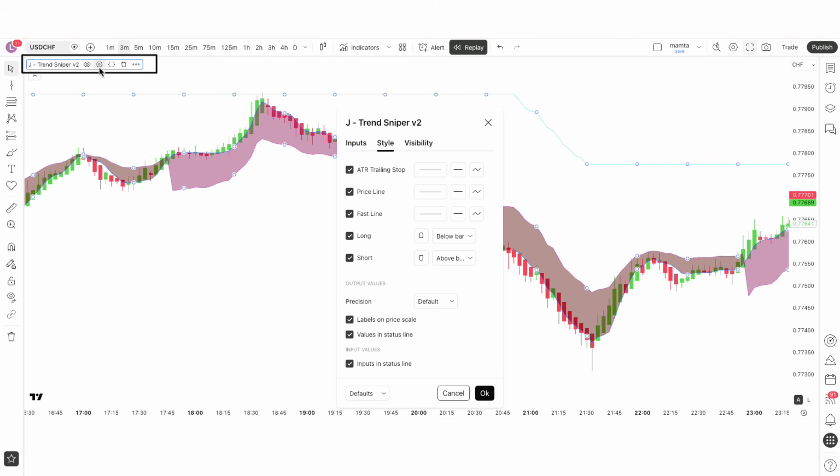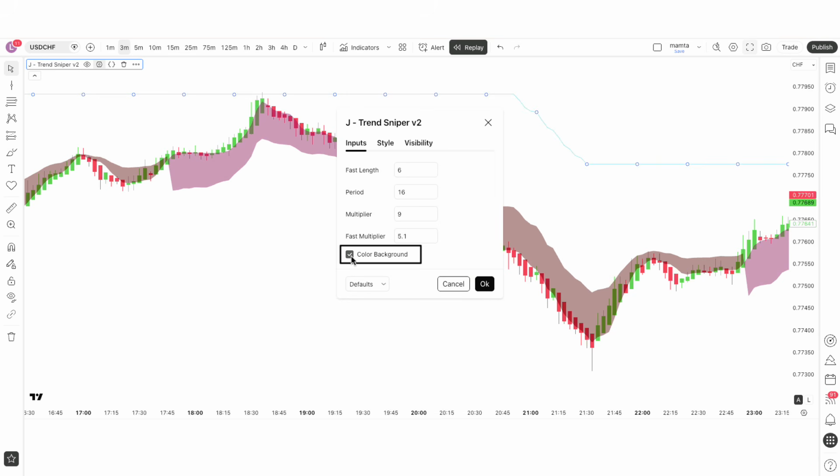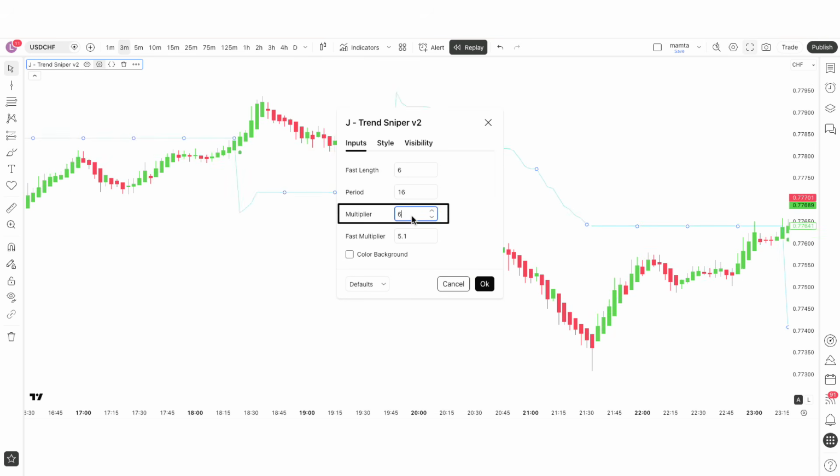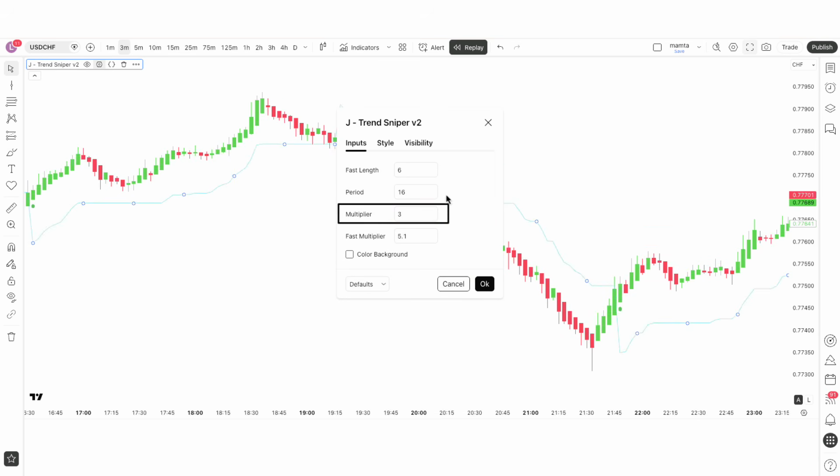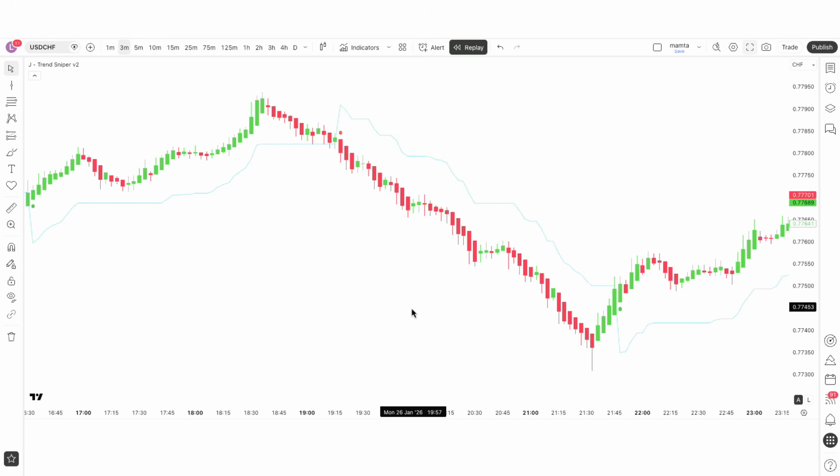Now change the indicator settings for perfect signals. First, we have to keep these options hidden. Change multiplier 9 to 3. Here, everything is fine after that. Click OK. Now we'll add one more indicator to make this strategy more powerful.